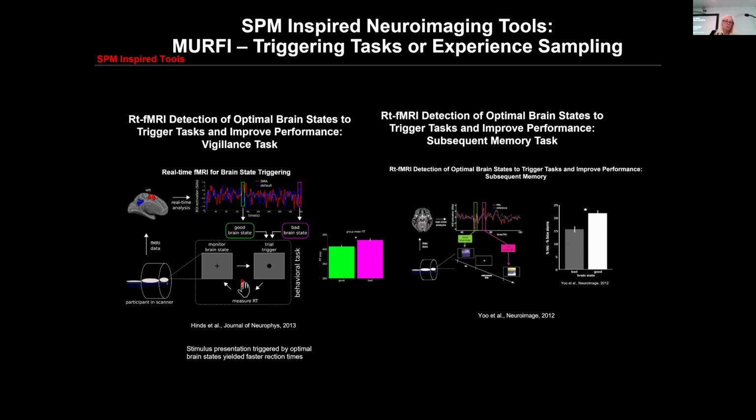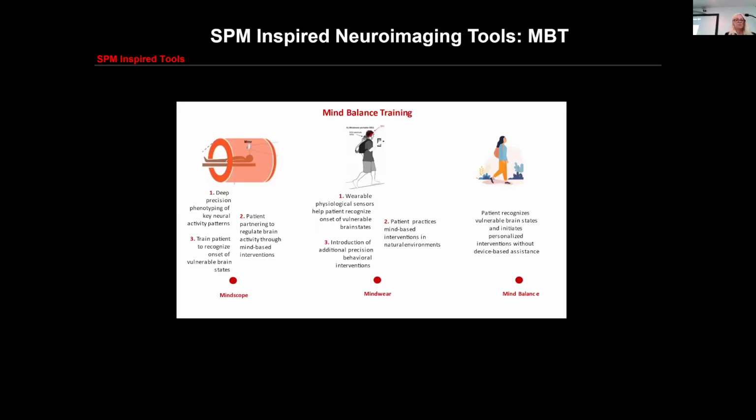And so that got me wondering, well, if we can actually causally manipulate human performance by presenting stimuli in this way, can we use this to detect vulnerable states, say a suicidal ideation or an auditory hallucination, to then trigger just-in-time adaptive interventions? And so that's what we're setting out to do now with this mind balance training platform.